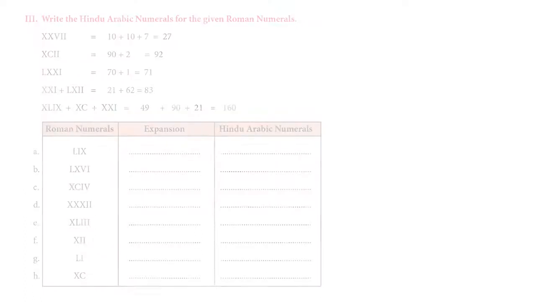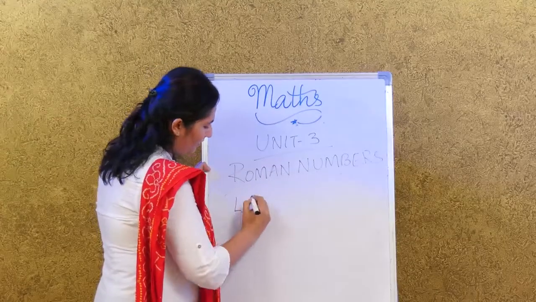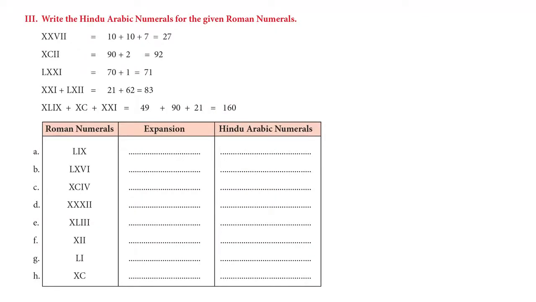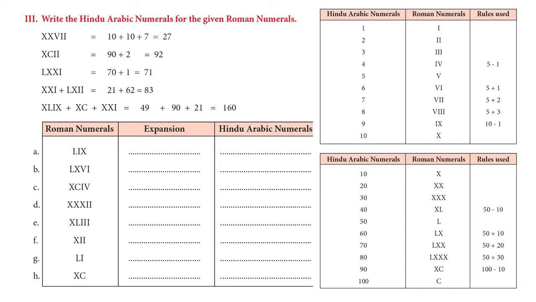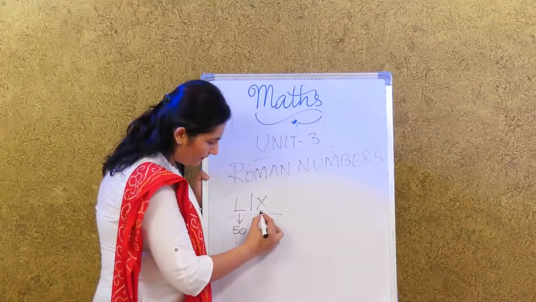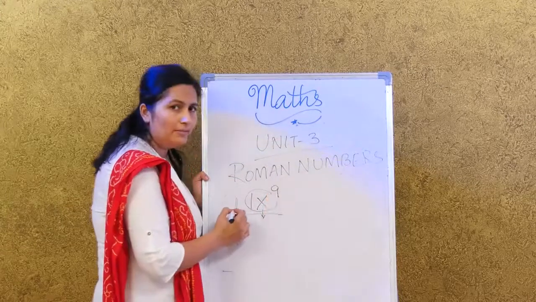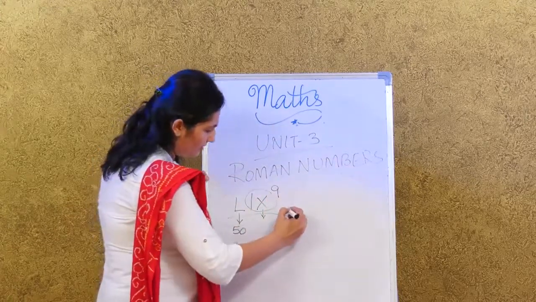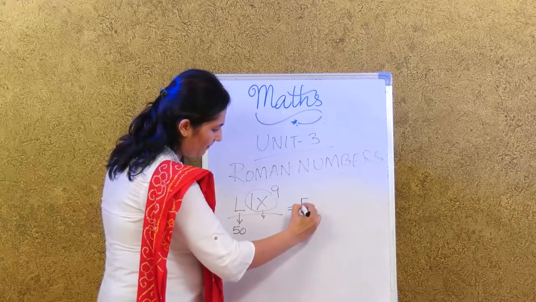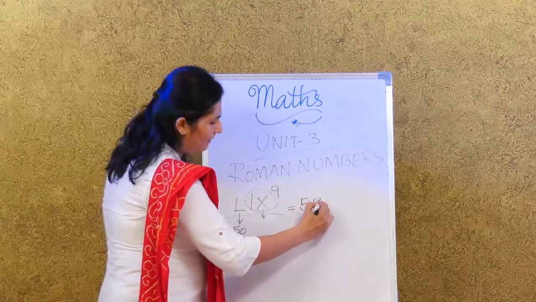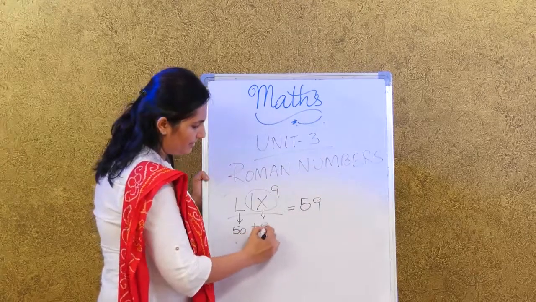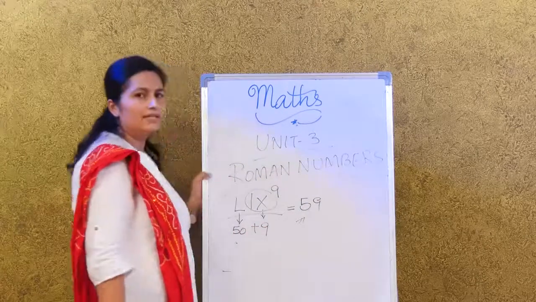So, the first example given is, okay, when you see this, what do you think? You will immediately go back to the table. The value of L is 50. The value of this is otherwise called as 9, remember? So, the answer would be 59. 50 plus 9, you got the answer 59.